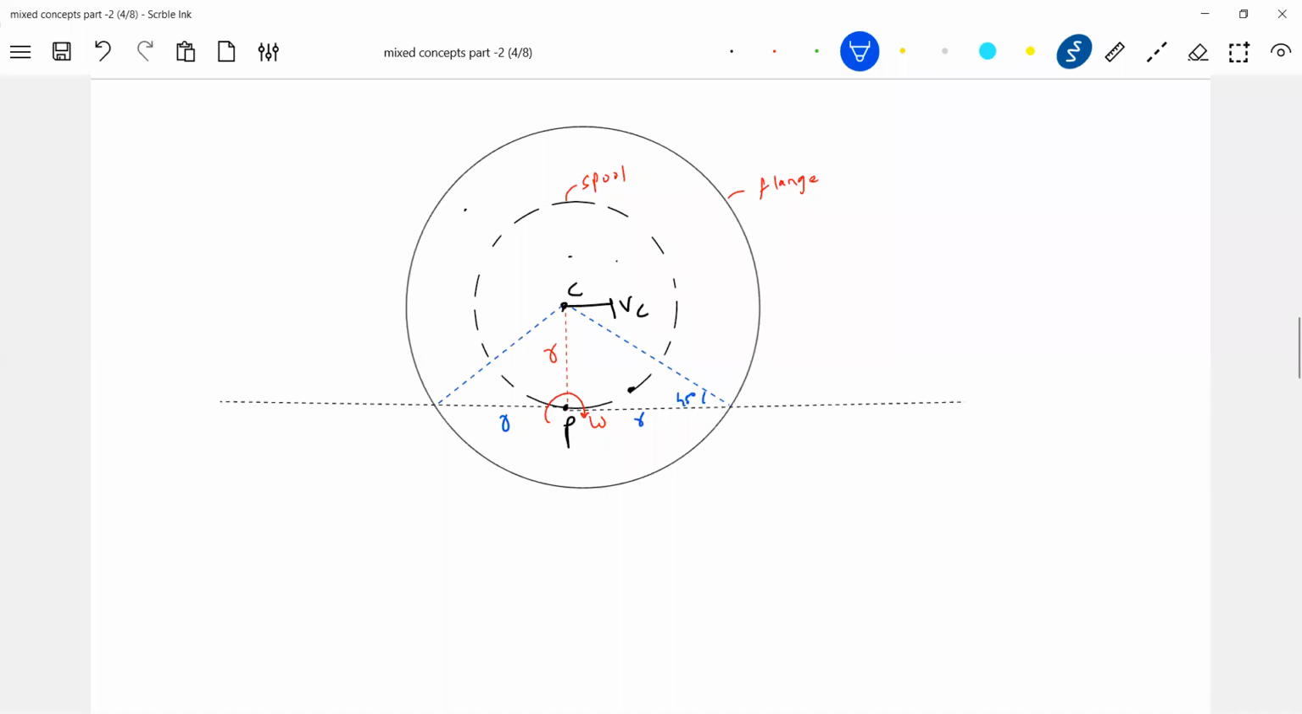So therefore, what is the velocity of this point? The velocity of this point will be downward. What is the velocity of this point? It should be upward. Let me call this one VP1, I'll call the other VP2. So these are the two points.